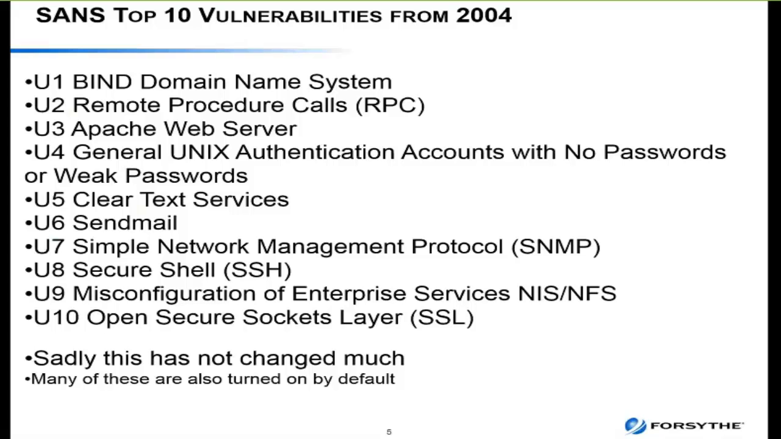There were a lot of bugs in DNS, and people still run back-level versions of DNS. General Unix authentication: accounts with no passwords or weak passwords. Add to that the people that get given such a complex password, the 20-character password from hell that has to have special characters and uppercase and lowercase and numbers. So what do you do? You write it down and you tape it underneath your keyboard. I see that all the time.